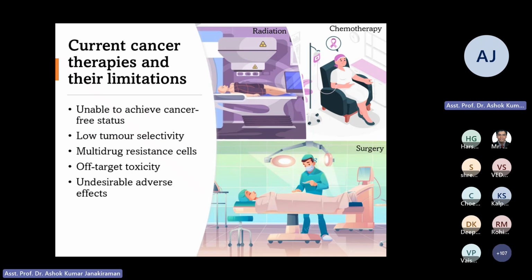What are the current cancer therapies and their limitations? As a student, you know, right? What is the current therapy we are using? We have radiation kind of therapies and chemotherapy. Other than that, we have intervention with surgical treatment. So mainly we have three top treatments for cancers: radiation, chemotherapy, and surgical treatment. This is considered the first line therapy for cancer. As mentioned here, it is unable to achieve a cancer-free status, has low tumor selectivity, we cannot select the exact place to treat, and there are multi drug resistant cells.